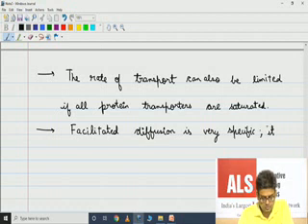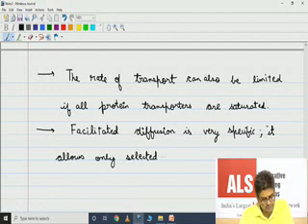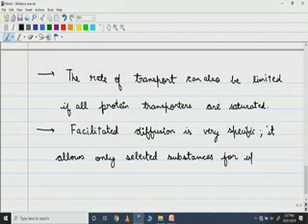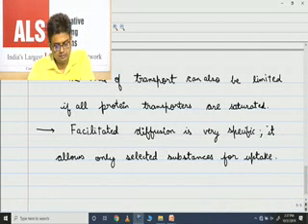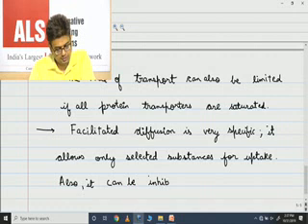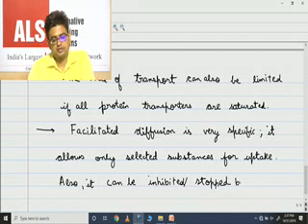It allows only selected substances for uptake. Uptake means entering. Also, it can be inhibited, it can be stopped by inhibitors.